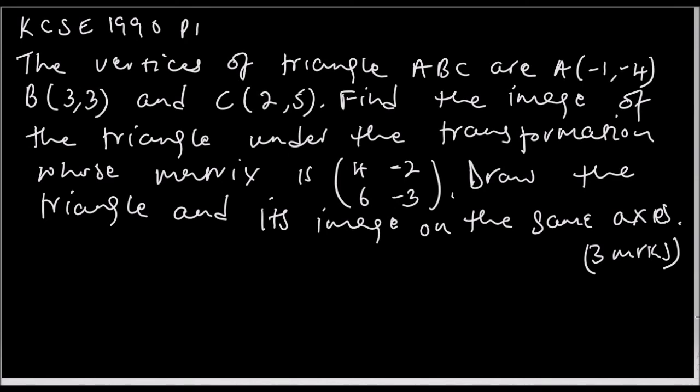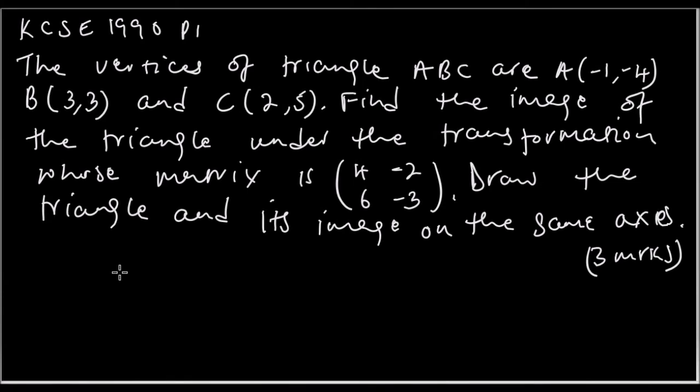For us to be able to solve this, what we need to do is form a matrix using the coordinates of the triangle and pre-multiply with the matrix to get the image. So we are going to multiply our matrix, that is 4, minus 2, 6, minus 3, by the matrix formed by the position vectors of our object: A is minus 1, minus 4, B is 3, 3, and C is 2, 5.